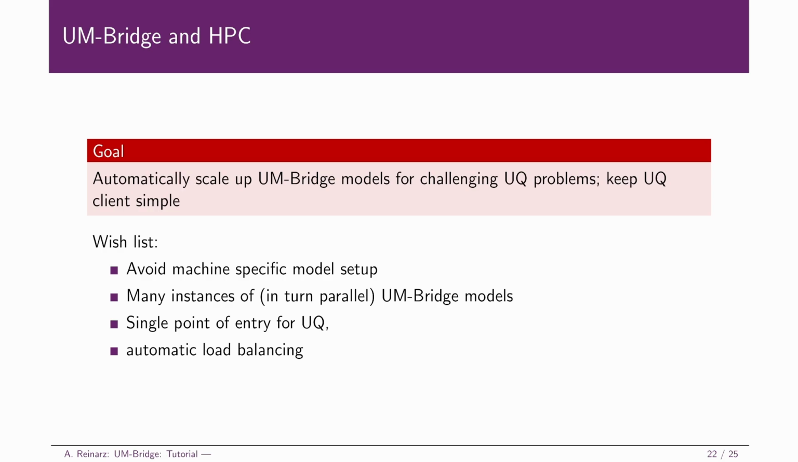Next, we want to have a single point of entry, so we want just the one UQ client which sends parallel requests. And finally, we want this all to scale well. We want automatic load balancing, so that our resources are being used as efficiently as possible.